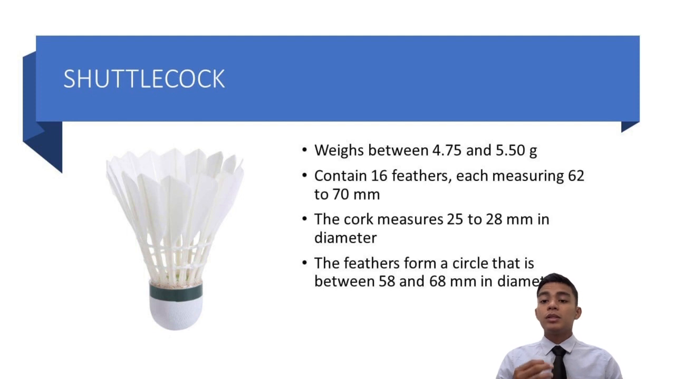Next one is the literature review. Okay, the first is the shuttlecock. It weighs between 4.75 and 5.50 grams, and it contains 16 feathers, each measuring 62 to 70 millimeters. The cock measures 25 to 28 millimeters in diameter. The feathers form a circle that is between 58 and 68 millimeters in diameter.